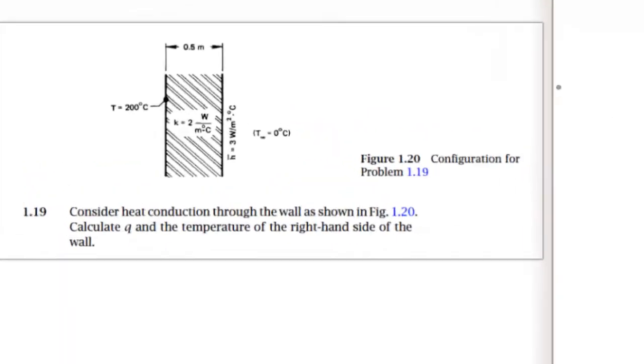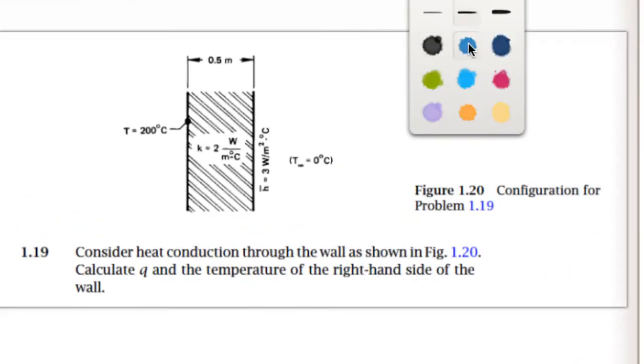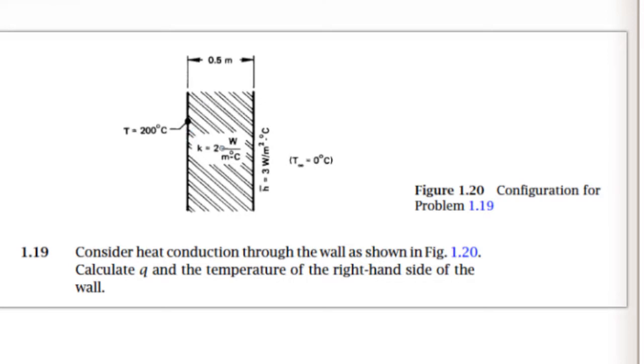All right, we've got this wall, and we know the thickness, we know the K, we know the temperature on one side of the wall, and we know that there's convective heat transfer on this side, and we know that the temperature in the ambient air is 0 degrees C. So we're supposed to calculate the Q and the temperature of the right-hand side of the wall.